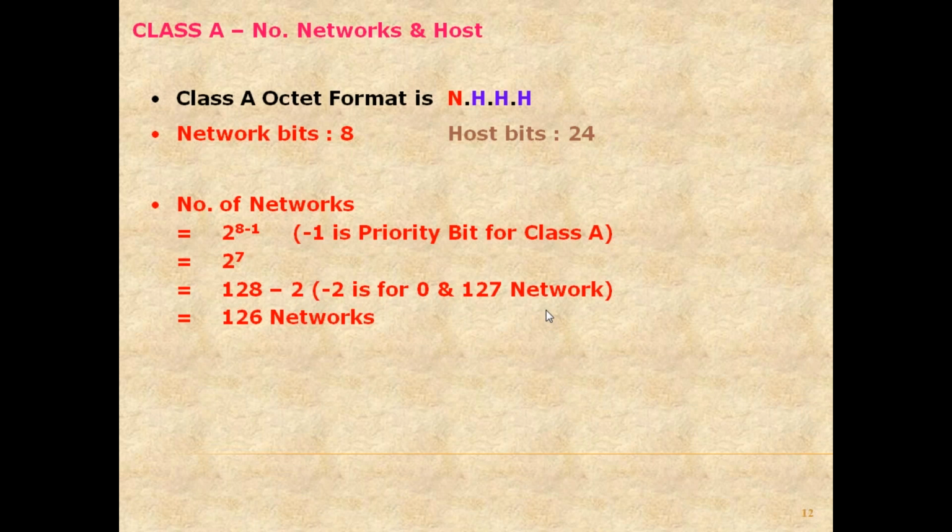So what is the final number here? The final number here is 126. 1 to 126 are the networks that we can use. Come again. I said 2 power 8 minus 1.